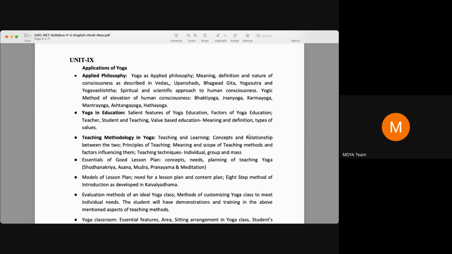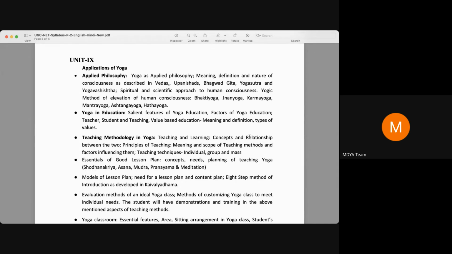Yoga, you have to implement in the class or apart from the class, for yourself also, and you have to teach others also. You can take practical classes also. You can teach all the theory portions in a college also. So there is some teaching methodology. That's where this topic is included, and it is an important one.